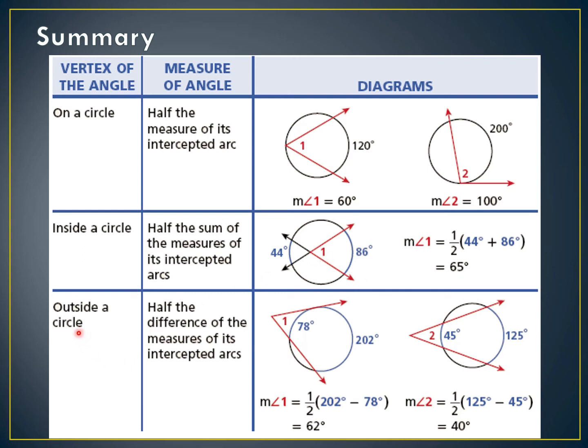On the third case, yung angle naman natin is outside the circle. So, kapag outside the circle, half the difference of the measure of its intercepted arc. Isusubtract mo lang siya. So, dito, para ma-solve yung angle 1, we have 202 minus 78. That is equal to 124. So, i-divide mo lang yun sa 2. That's why we have 62 degrees. Dito naman sa second one, we have 125 minus 45 degrees, that is equal to 80 and divided by 2, that's why we have here 40. Yan yung measurement ng angle 2.